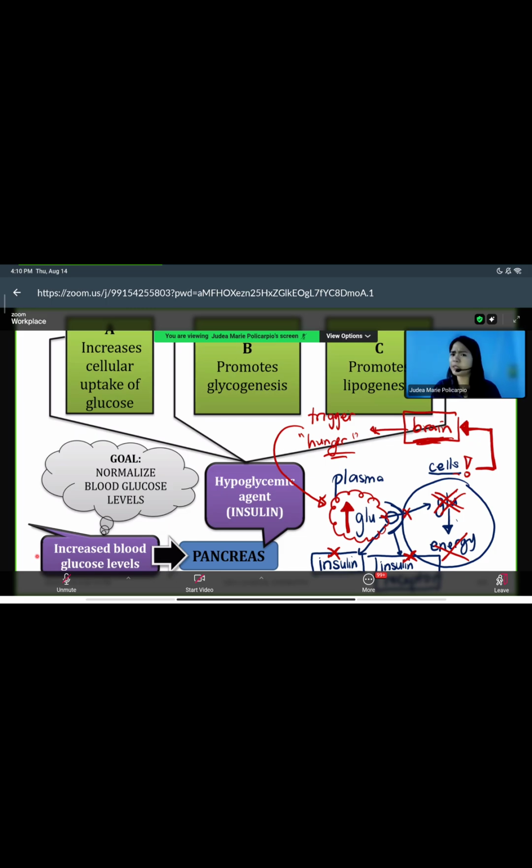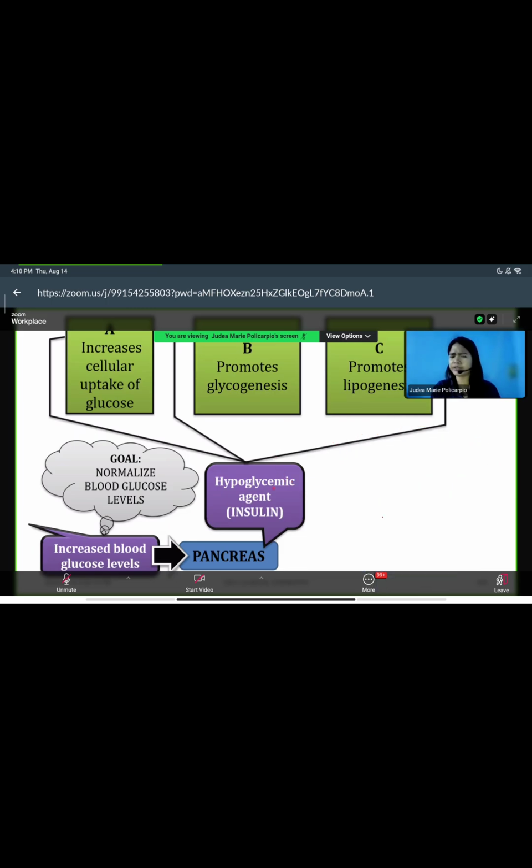Ano daw pala yung pinakamalagim na action ng insulin natin? They will have no choice but to do the lipogenesis. Uy, from the word itself, lipo-lipids and genesis. Magke-create ka na ngayon ng lipids, particularly in the form of triglycerides. Those glucose will now be converted into lipids, particularly into triglycerides.